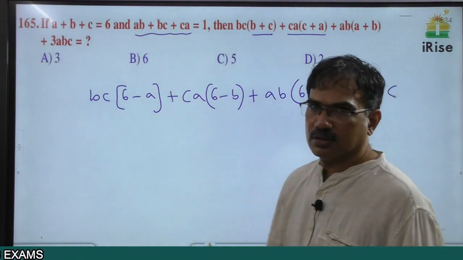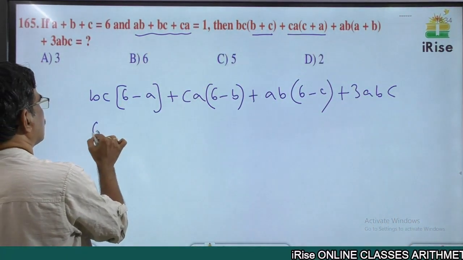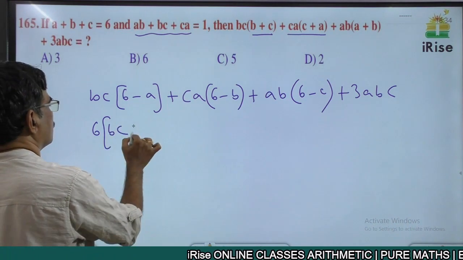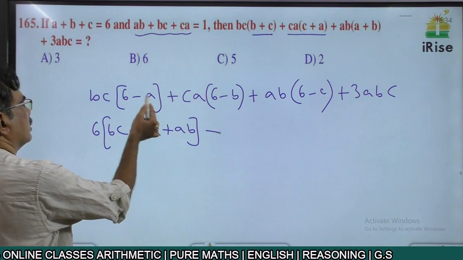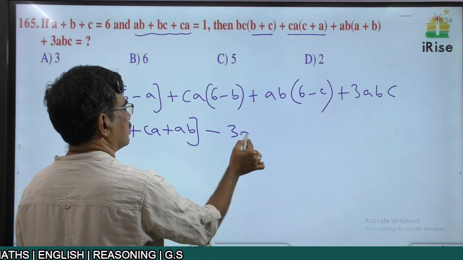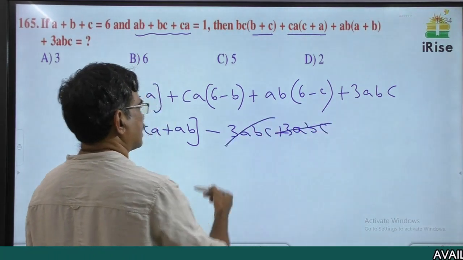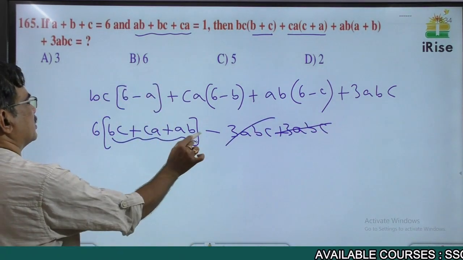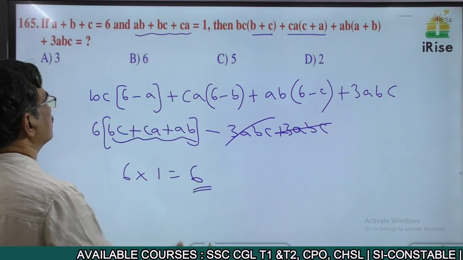This can be written as 6 common bc plus ca plus ab, minus abc minus abc minus abc, minus 3abc. Already 3abc is given. These two get cancelled. What is bc plus ca plus ab, which is equal to 1? So the answer is 6 into 1, which is equal to 6.